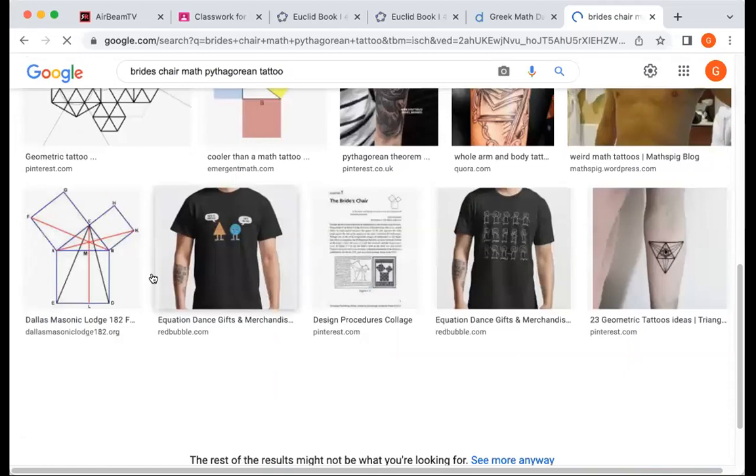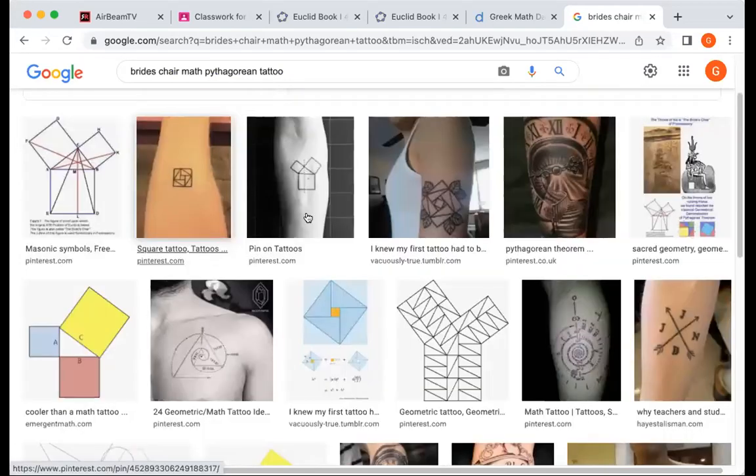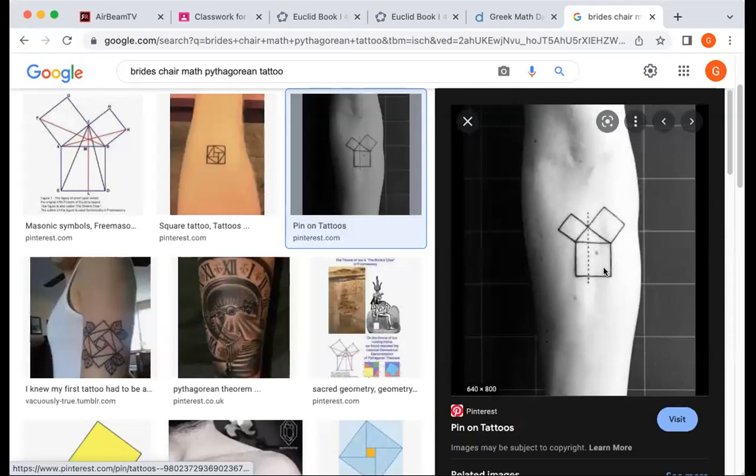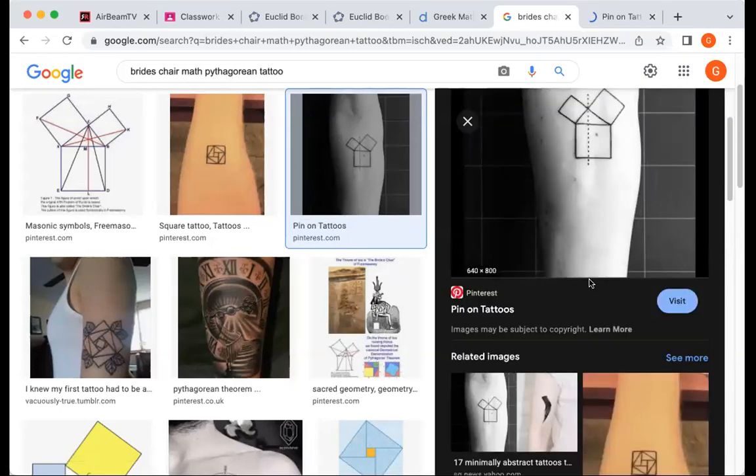There it is. Tattoos. Wait, no, it was there. Go back. But was it a tattoo though? Oh, it wasn't. Oh, yeah, right there. Well, on the arm. This person's making some progress towards it. Yeah. They don't have all their auxiliary lines, but they do have something going on there. It's hinted at here.